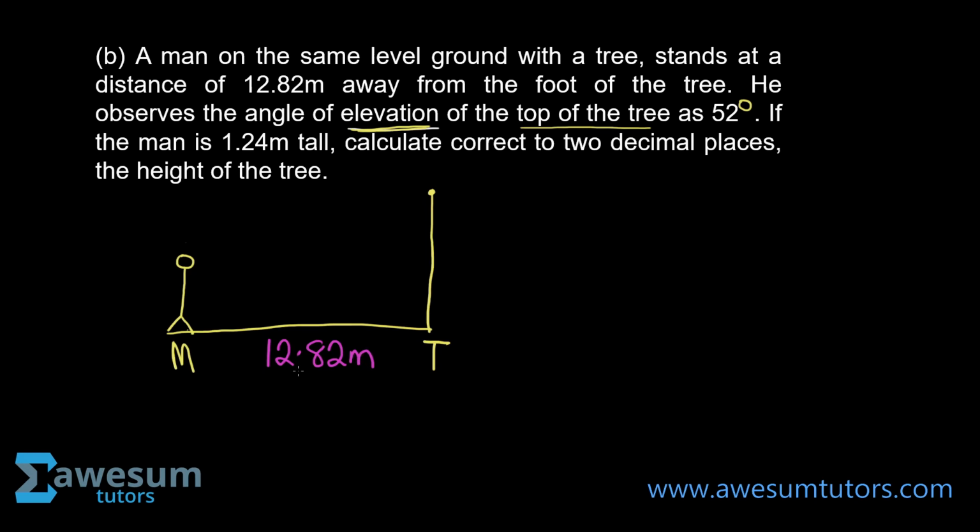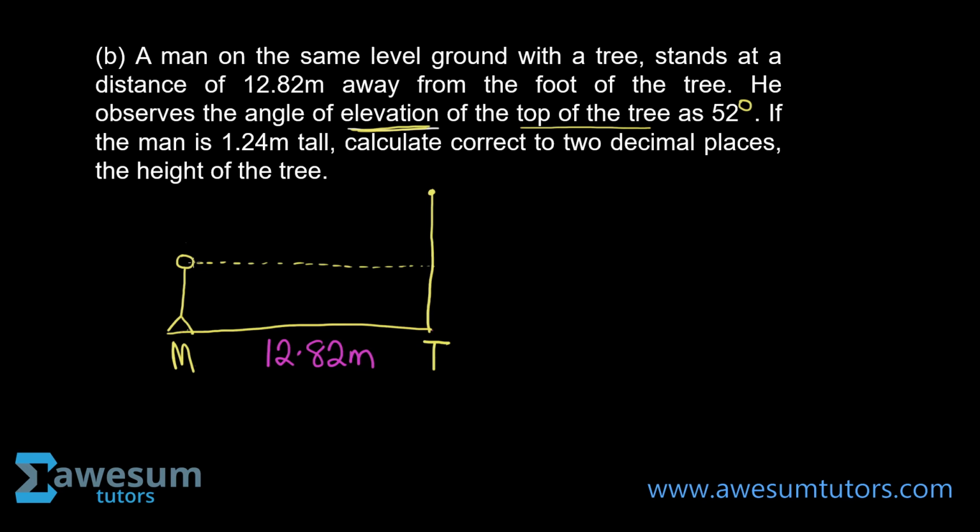The man stands 12.82 meters away from the foot of the tree. This is the tree. This is the man. The man is standing 12.2 meters away. Now, he observes the angle of elevation of the top of the tree. So that means this is the man's eye level. On a normal day, this is how the man is going to look if he's not looking up. This is his normal eye level. Take note of that. Okay?